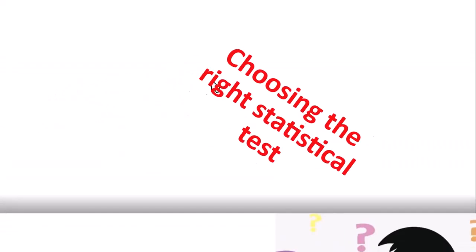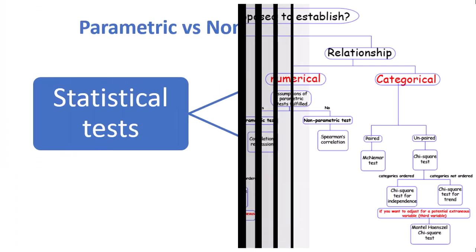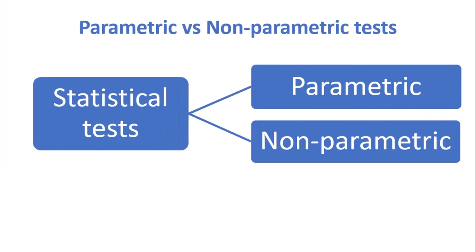So let's get started. In analysis, there are a number of statistical tests out there that can be used for analysis. But broadly speaking, this can be categorized into two. We have the parametric tests and non-parametric tests. So first of all, we need to understand the difference between these two types of tests.